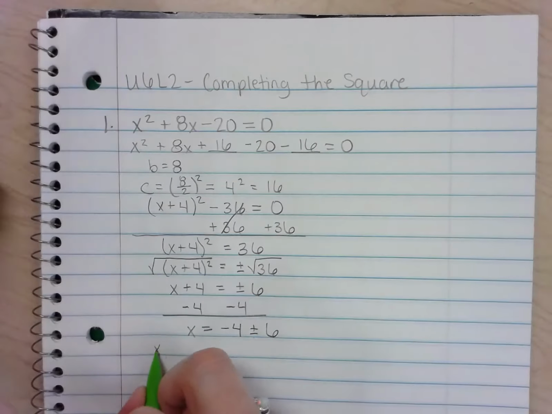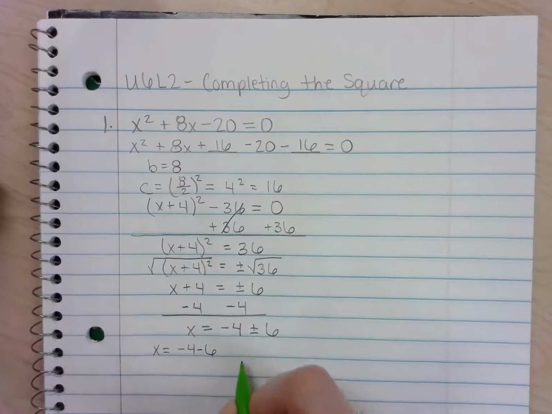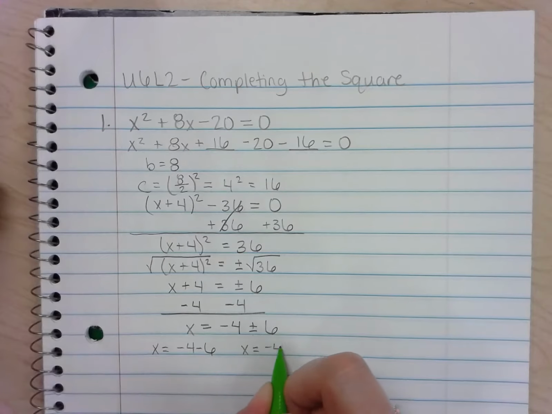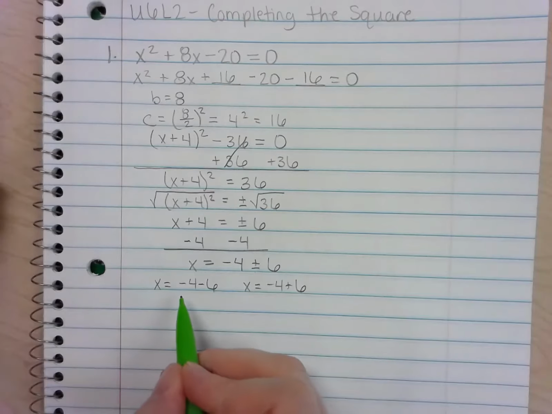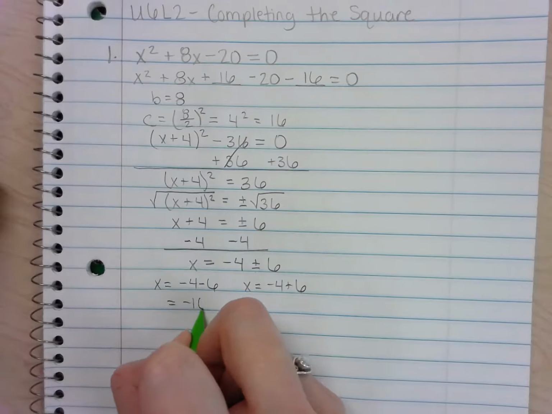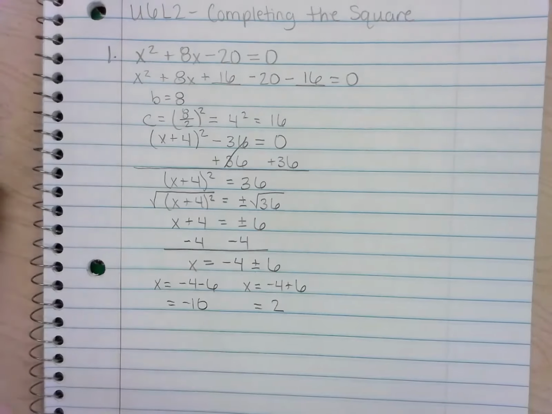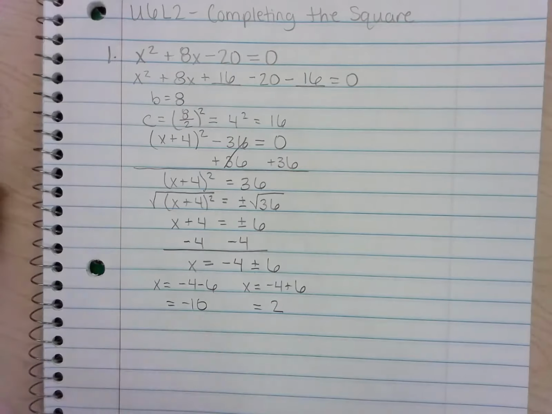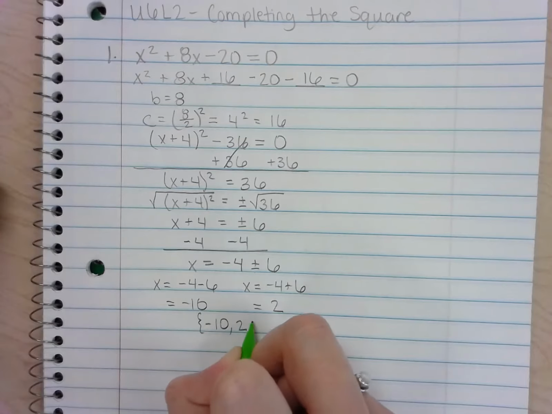So let's do that now. Our x is going to equal negative 4 minus 6, and our x is going to equal negative 4 plus 6. Negative 4 minus 6 is negative 10, and negative 4 plus 6 is 2. So our solutions to this quadratic are negative 10 and positive 2.